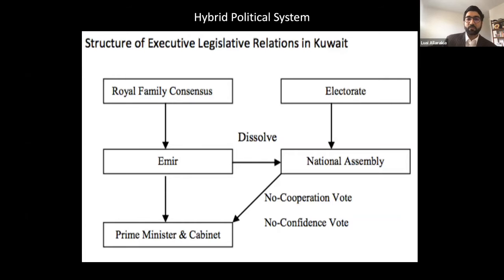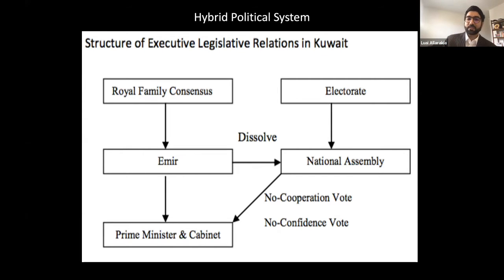The structure of the Kuwaiti legislature looks a little bit like this. So you have a royal family consensus where the emir is appointed, and he appoints the prime minister and the cabinet. The electorate freely and fairly elects the National Assembly, with the exception of one year, 1967. After that, there haven't been any allegations of fraud.